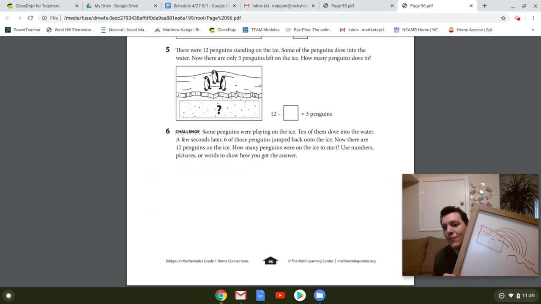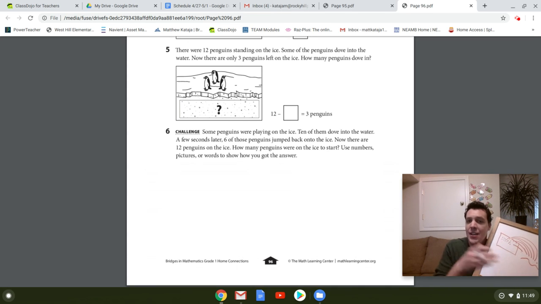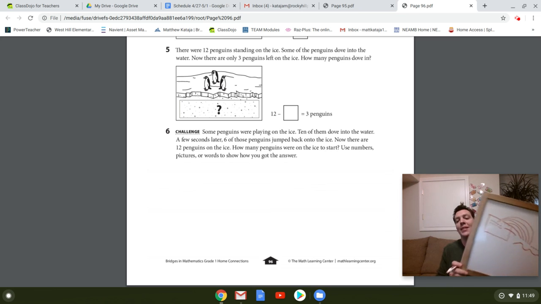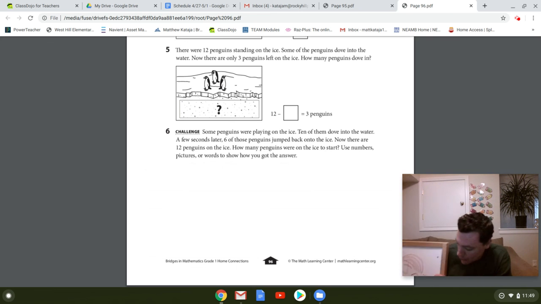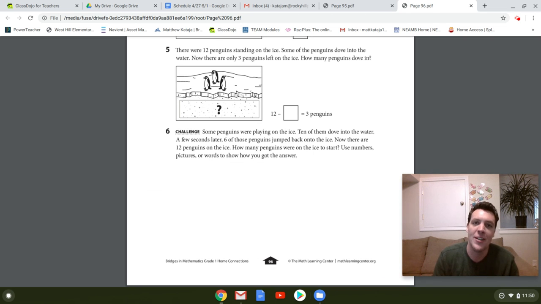So really all you have to do is know how many were left in the water, because they were on the ice to start, but then some of them jumped back onto the ice. I just wanted to try to explain that problem. It is a challenging word problem. It even says challenge. So don't worry if you don't quite get it, but give it a shot and really try your hardest to solve it.